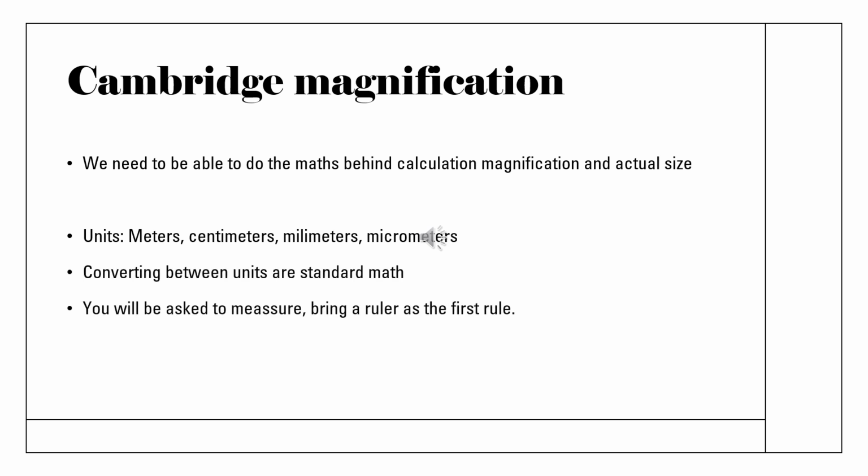So Cambridge like to know that you can do the math behind calculation and magnification. And the important thing is, of course, to remember your units. It's quite important what units you're working in, and make sure you know if it's meters, centimeters, millimeters, and so on. And converting between the units is standard math. I'm not going to spend a lot of time teaching you how to do that.